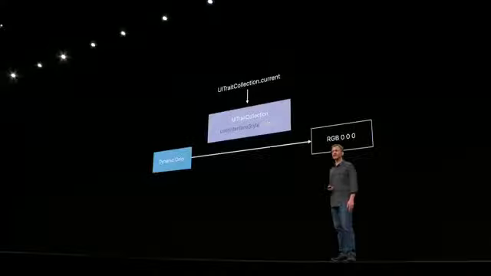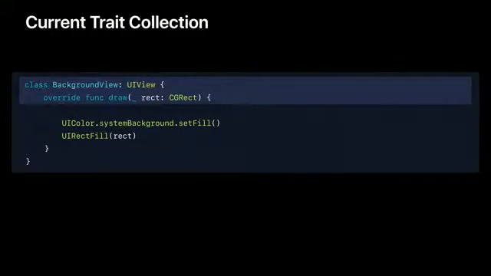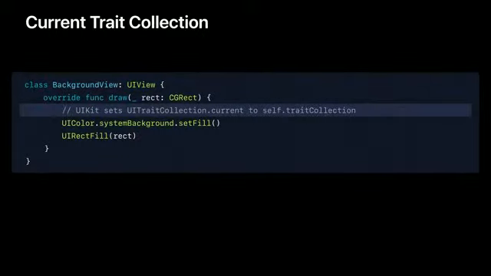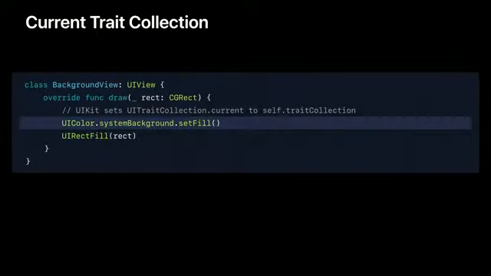Now, UIKit sets the current trait collection for you when it calls certain methods. Here's an example. I have a UIView subclass, and I've overridden the draw method. So this view will do all of its own drawing. Before it calls this method, UIKit will set the current trait collection to the view's trait collection, so that inside this code, when a dynamic color needs to be resolved, it will use the view's trait collection. In fact, when the mode changes, UIKit knows that you overrode the draw method. So it will automatically call setNeedsDisplay on your view. It will draw again with new colors.